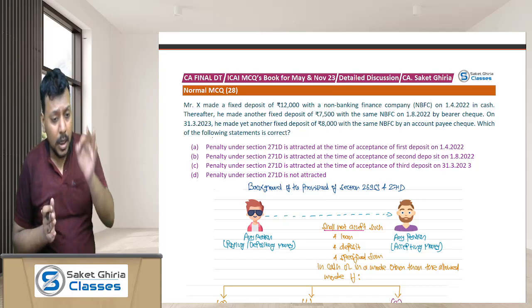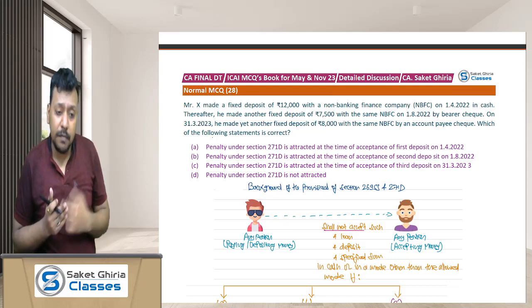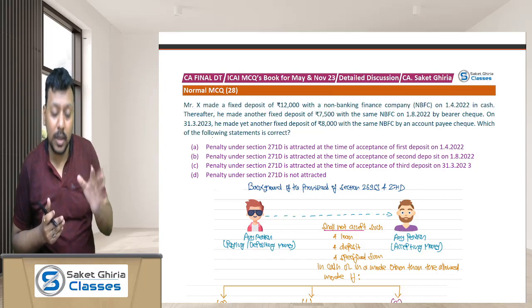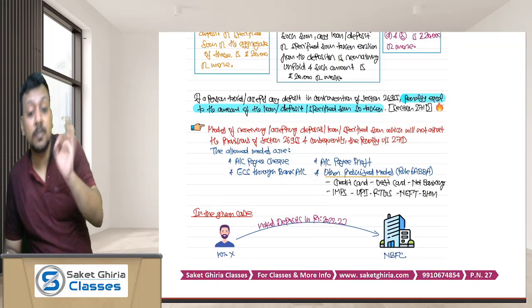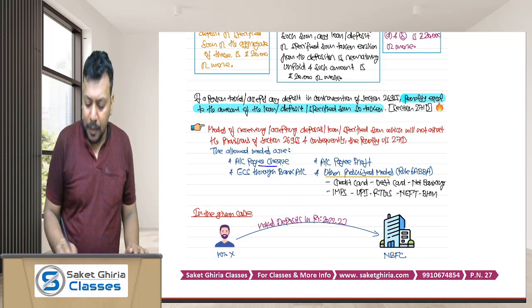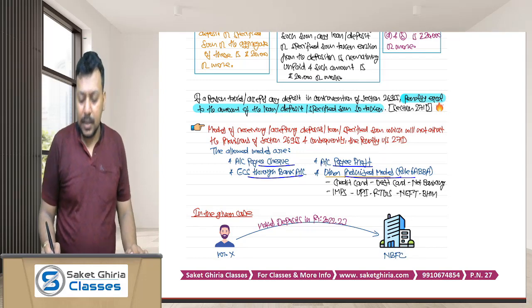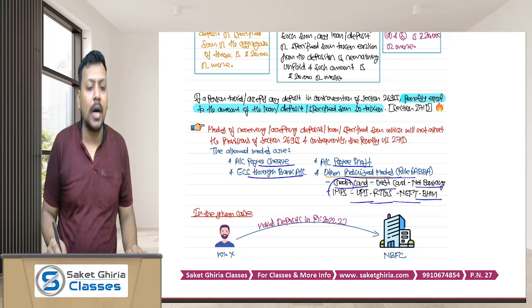The recipient should not accept that loan, deposit or specified sum if the amount is rupees 20,000 or more, and it is in a mode other than the specified or allowed mode. Sir, what are the allowed or specified modes? Account payee cheque, account payee draft, ECS through bank account. Other prescribed modes: credit card, debit card, net banking, BHIM UPI, NEFT, RTGS, UPI or IMPS.